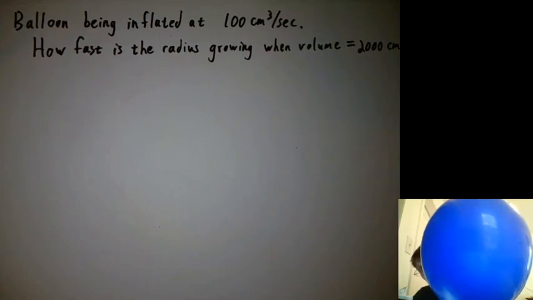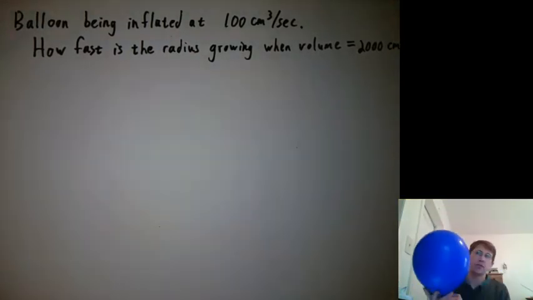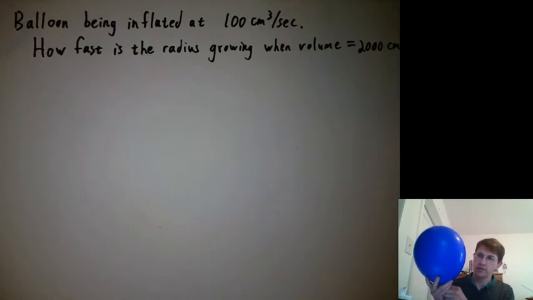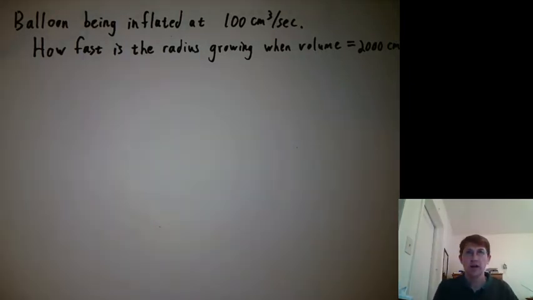So our new problem is a balloon is being inflated at 100 cubic centimeters per second. How fast is the radius growing when the volume is 2,000 centimeters cubed? So this balloon in particular is about the size of a 2-liter bottle, so I figured that's about 2,000 cubic centimeters.